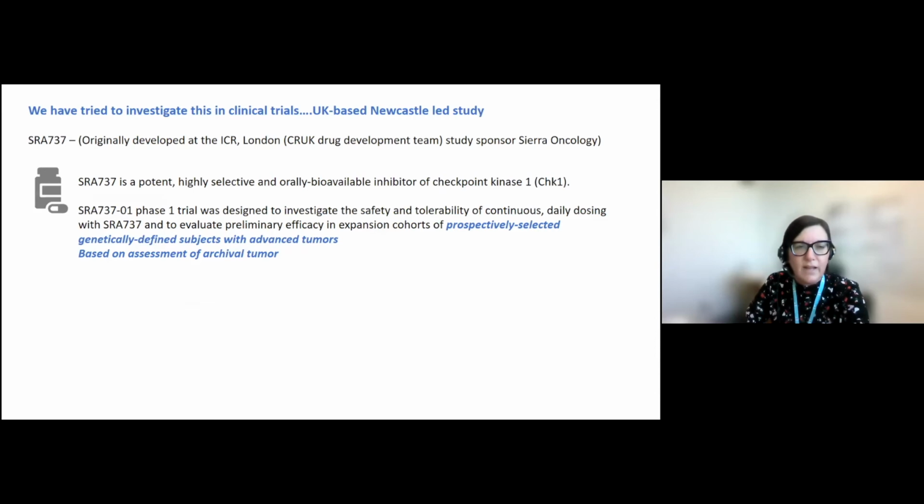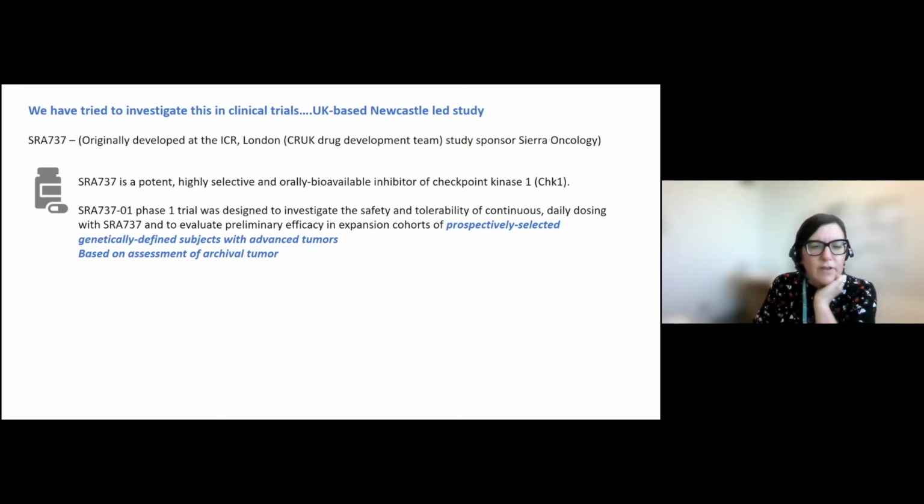This kind of idea has also been taken forward in clinical trials. And this is an early study of a CHEK1 inhibitor that we led in Newcastle. So not an ATR inhibitor, but a CHEK1 inhibitor, but a similar principle. And it was using SRA737. And SRA737 is an oral, highly selective CHEK1 kinase inhibitor. And it was developed actually in London through the Institute for Cancer Research and through CRUK. But then ultimately the drug was taken forward by Sierra Oncology, who are actually a Canadian-based biotech.